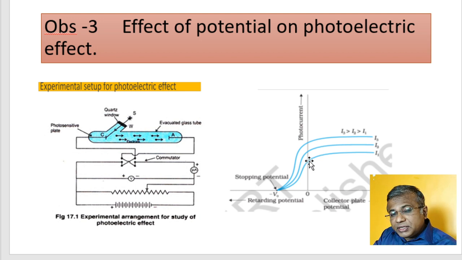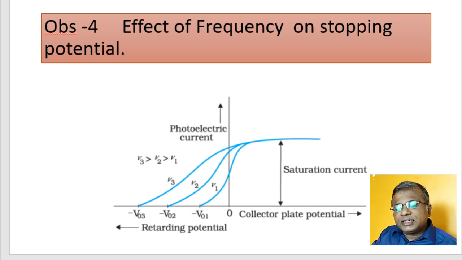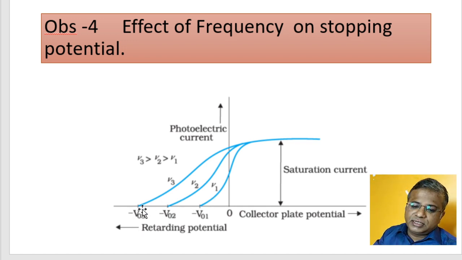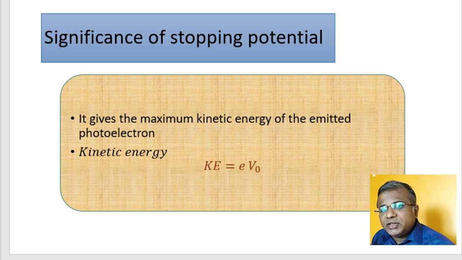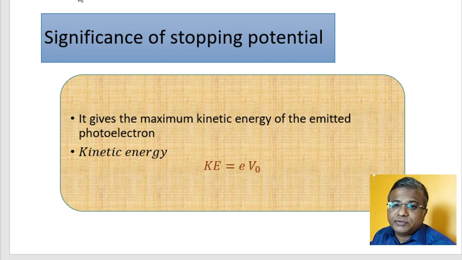What was the earlier graph? In the earlier graph, I did not increase the frequency. I kept the frequency the same, but I increased the intensity. But what was happening? If I keep frequency the same, increasing the intensity doesn't make any difference on the stopping potential. But this graph tells me that if I start increasing the frequency, intensity may change or not, it doesn't depend that much, but surely if I increase the frequency, stopping potential also has to increase. So from this equation, the stopping potential indirectly tells us the kinetic energy. We can surely deduce that the more the frequency of light incident on the metal plate, the more and more will be the kinetic energy of the electrons.